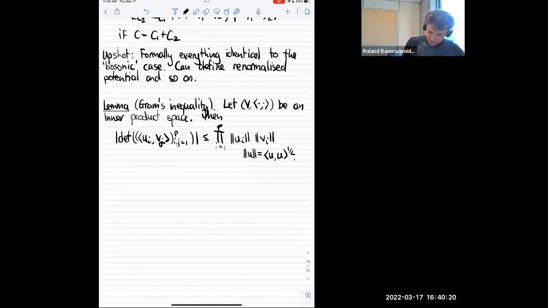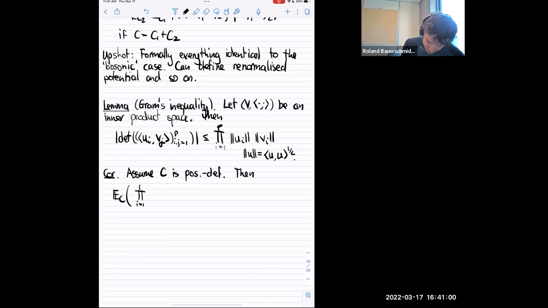Why is that? So this inequality, if you had a permanent on the left-hand side rather than a determinant, is not true. And so let me just reformulate this lemma in terms of the fermionic Gaussian expectation. So assume C is positive definite, as I did earlier. Well, then it says that if you take the fermionic Gaussian moment, say of the product of p factors psi_{x_i} psi bar_{y_i}, this is bounded by the product from i equal to 1 to p of (C_{x_i x_i} C_{y_i y_i}) to the 1/2.